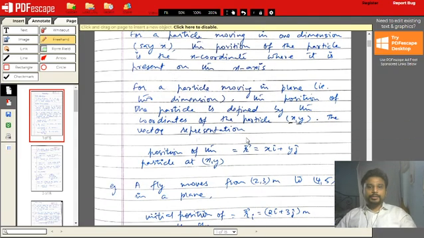Okay, moving to the 2D case. Let's say we want to study a particle which is moving in a plane. Then we can use a vector to represent the position of the particle. We already know the vector representation of a point whose coordinates are x comma y. We learned that we have to draw a vector which starts from the origin and ends at the point x comma y, and this whole vector becomes the position of the particle.